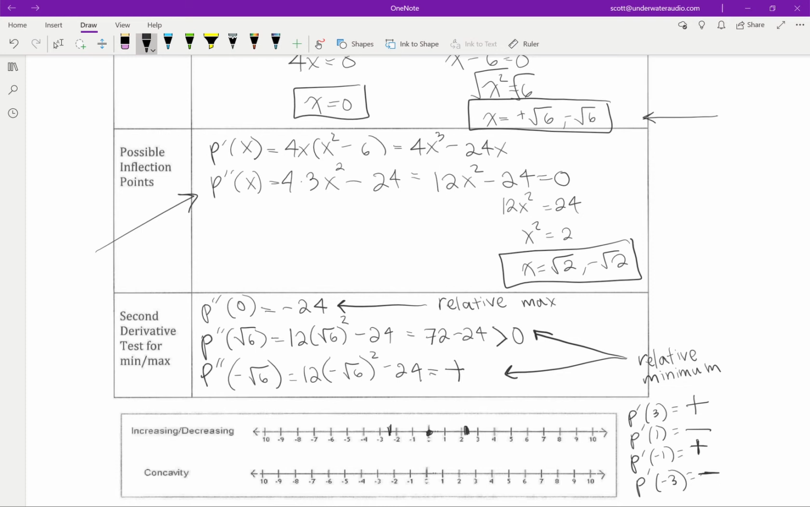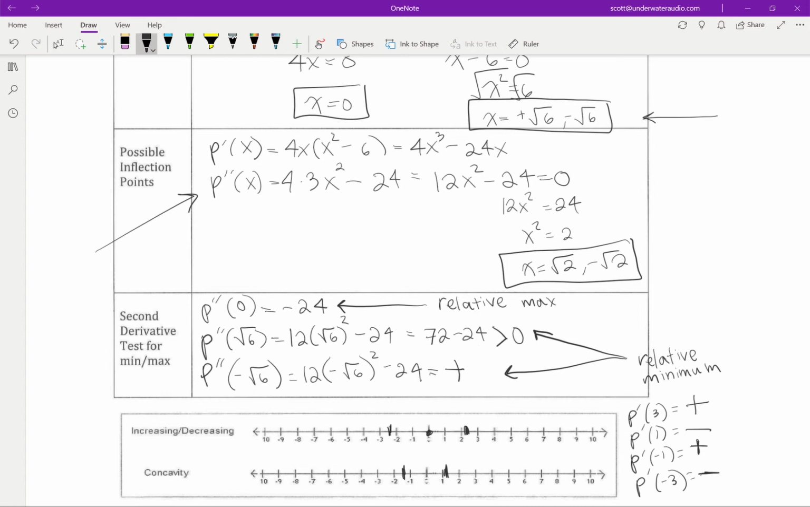Now for the possible inflection points and working out concavity, I'll label my possible inflection points. So square root of 2, I think, is between 1 and 2. And the way I know that is because if I square root 1, I get 1. And if I square root 4, I get 2. So it's got to be between there somewhere.